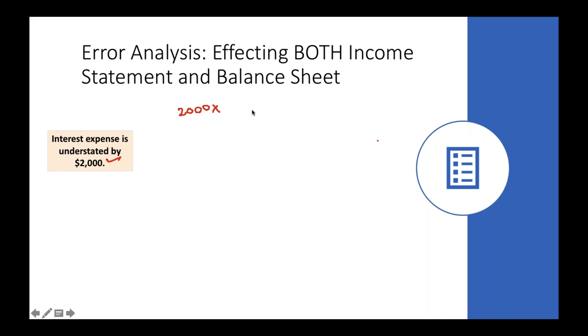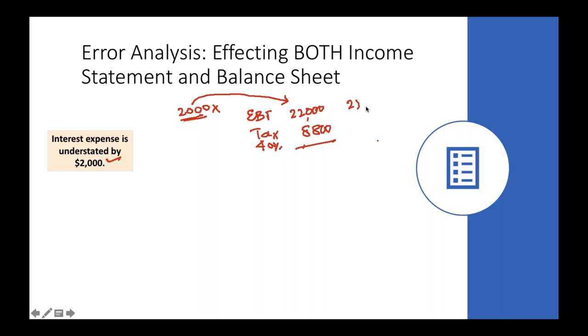So what happens here? Your EBT will increase by 2,000, say 22,000. If this interest is being accounted, it would have been 20,000. Because the interest amount was not deducted from EBIT, now EBT is 22,000. Now you pay tax at the rate of, say, for example, 40% on this, it is going to be $8,800.